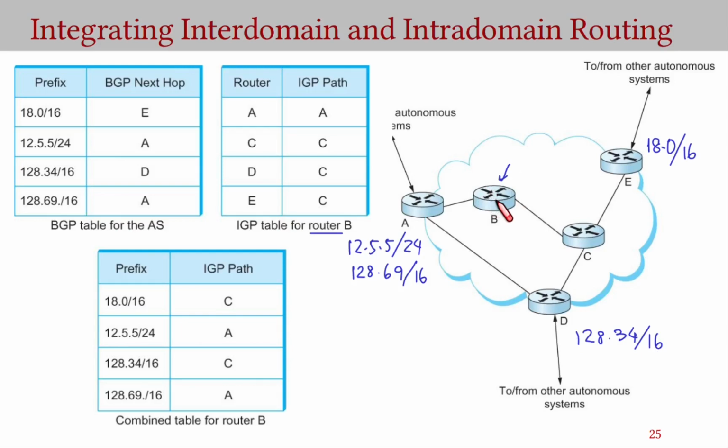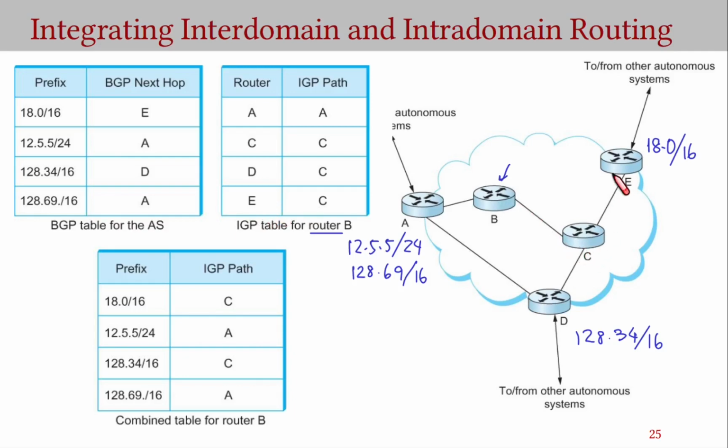And B has learned the paths to all the routers inside this autonomous system using some IGP. And this is the table that B is currently using. To send anything to router A, it just sends directly. To send to C, again C is directly connected, so it sends to C directly. Then to send to D, it takes this path B-C-D instead of A-B-C in this example. And to send traffic to E, it takes this path B to C to E.